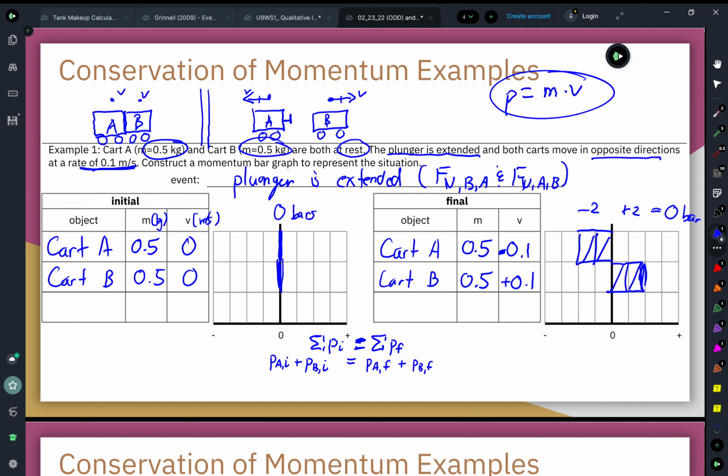And then if we wanted to go even further, solving for a mass or a velocity, if we didn't know any of those, we'd just be showing that is going to be the case. Mass A times velocity A plus mass B times velocity B is equal to mass A times velocity A plus mass B times velocity B. That's how we can set up our conservation of momentum equation for example 1. But we don't need to use this to solve for any unknown variables because we know all of those variables.